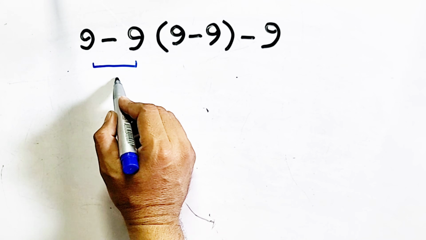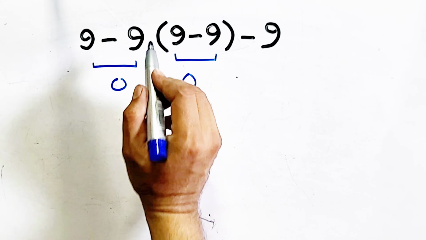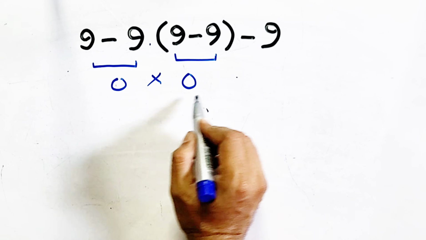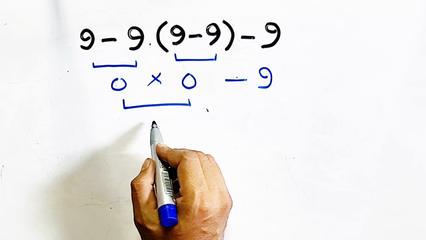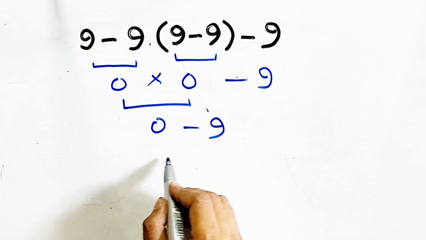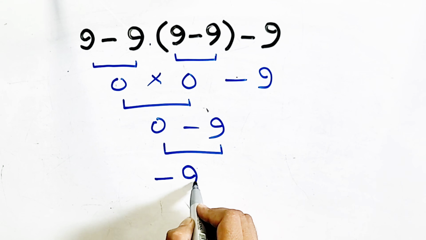9 minus 9, it is 0. 9 minus 9, it is 0. Here is a dot. Dot means multiplication. Here is minus 9. 0 times 0, it is 0, minus 9. So 0 minus 9, our answer will be equal to minus 9.